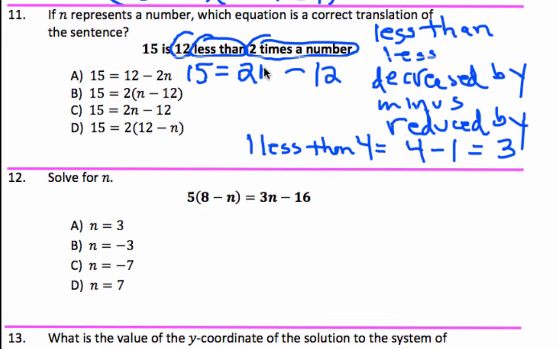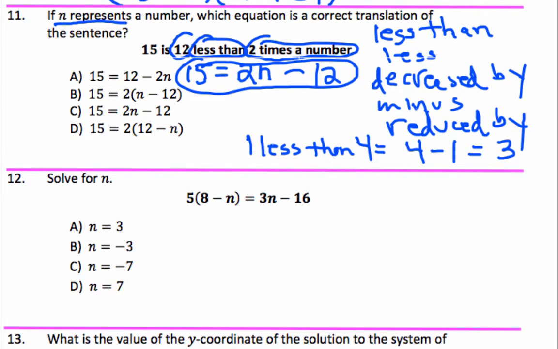And I've chosen n here because the problem stated to let n represent a number. So 15 equals 2n minus 12 is the final answer. One more note: when you determine your mathematical statement, it's a good idea to compare it to the English and see if it's a reasonable representation in math of the actual English you were given.